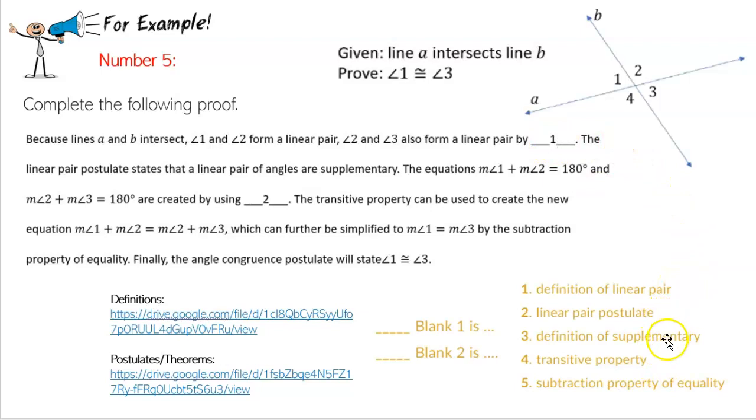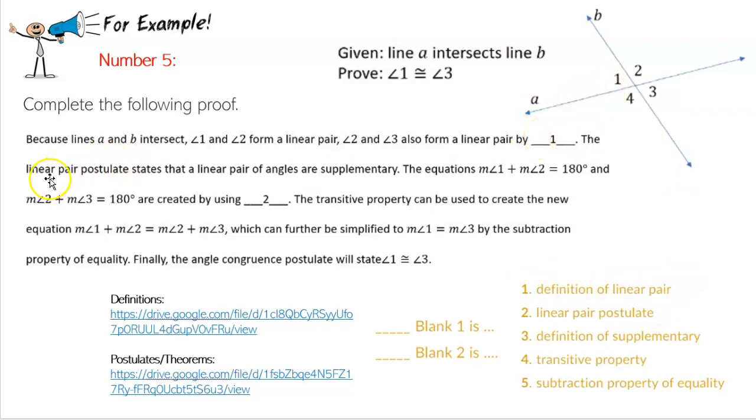If we look at linear pair postulate, definition of supplementary, transitive property, subtraction, so we're not subtracting. We're not using the transitive property. They are supplementary, but we haven't got there yet. We're just saying that they're a linear pair. So the definition of linear pair goes right here.